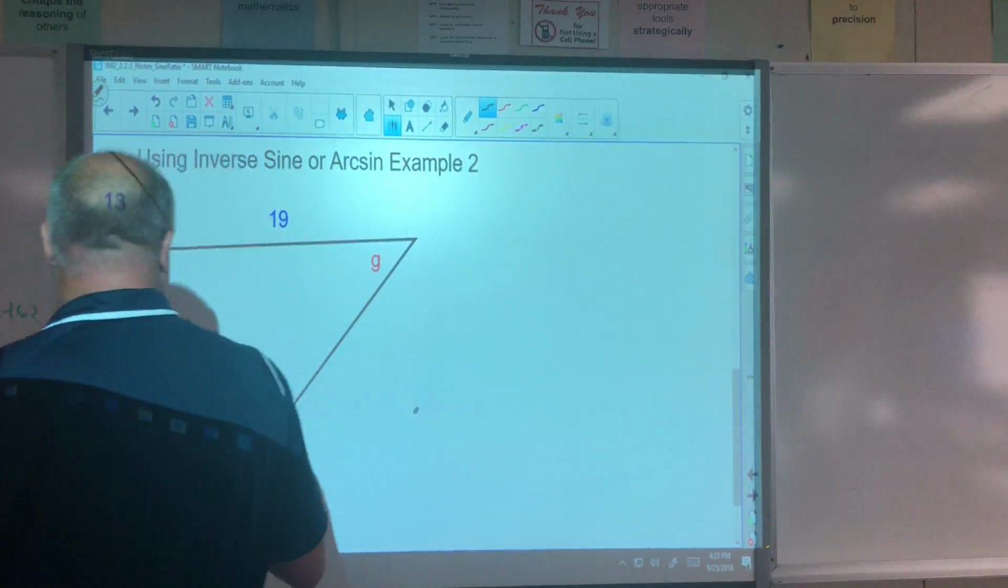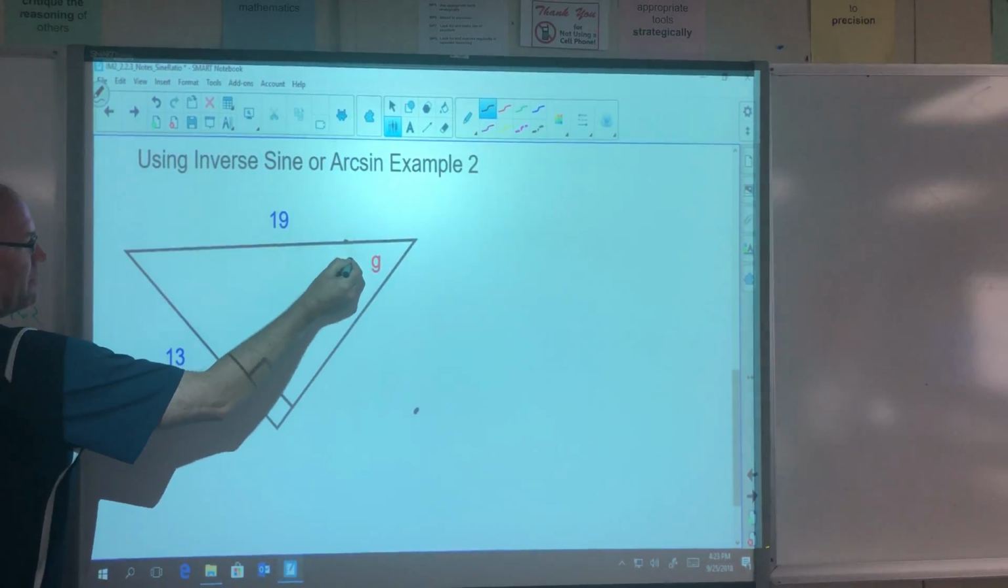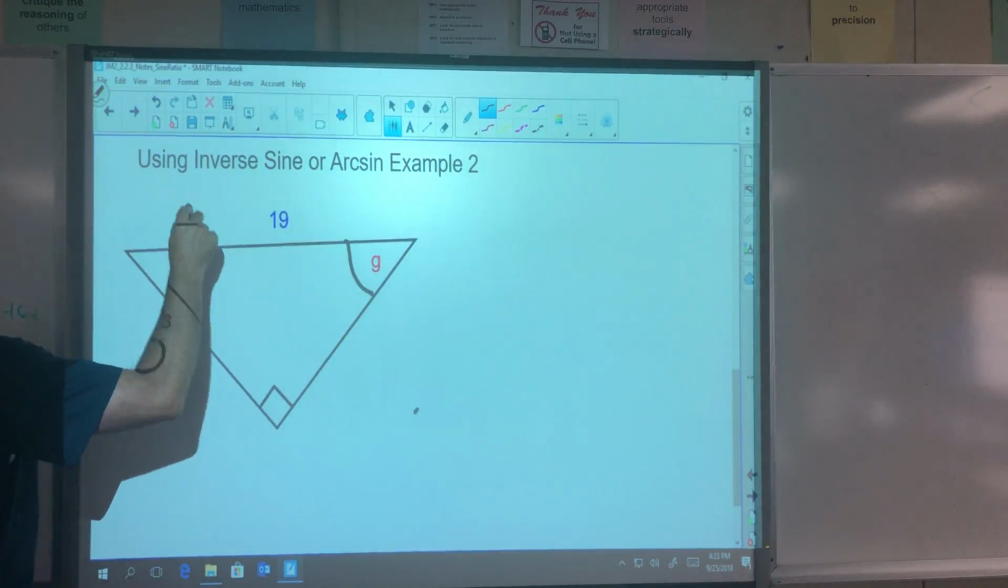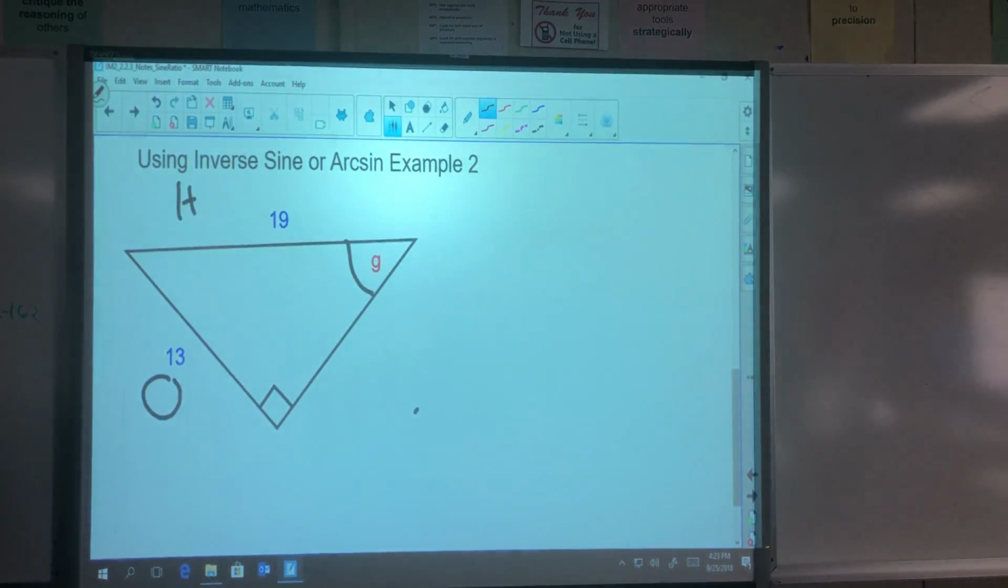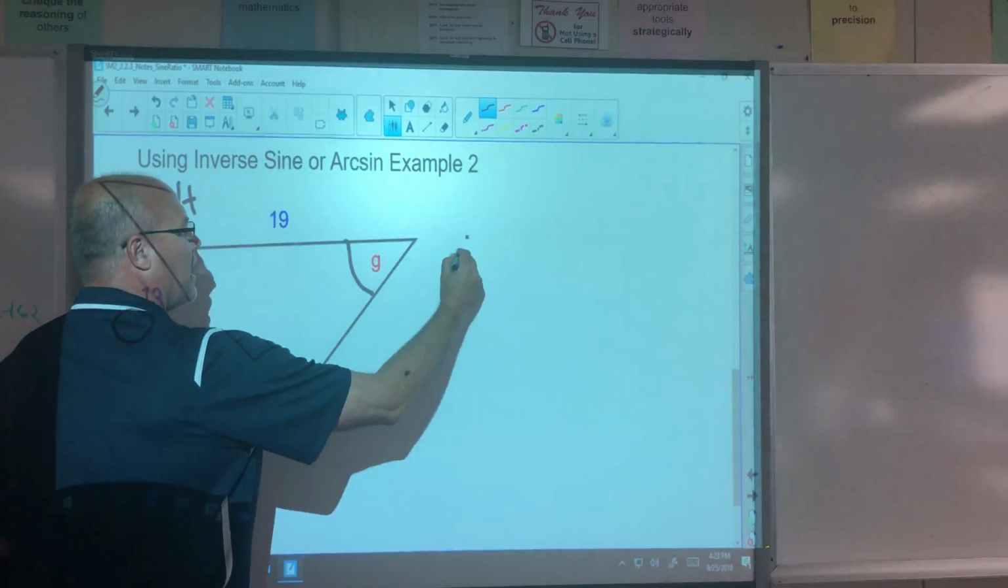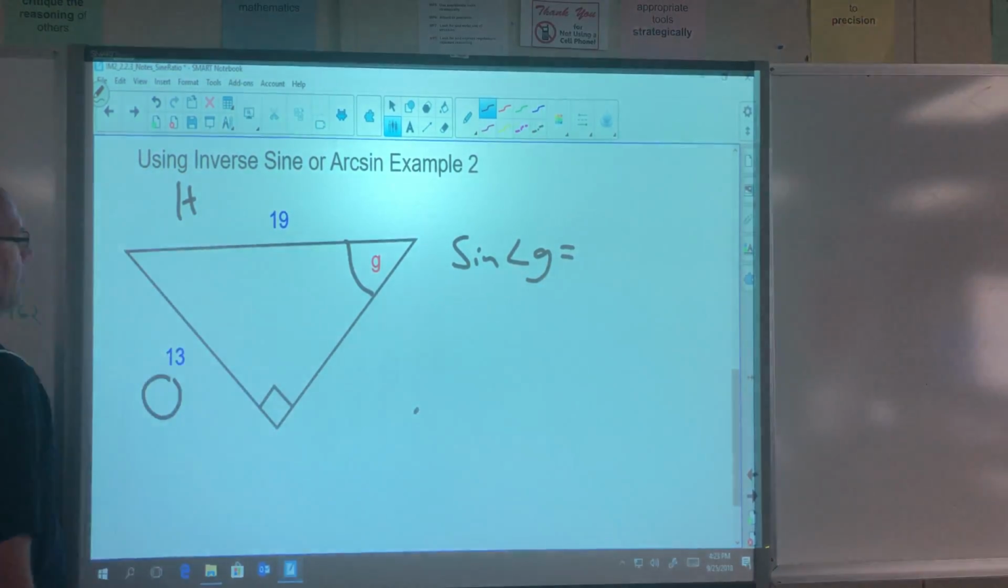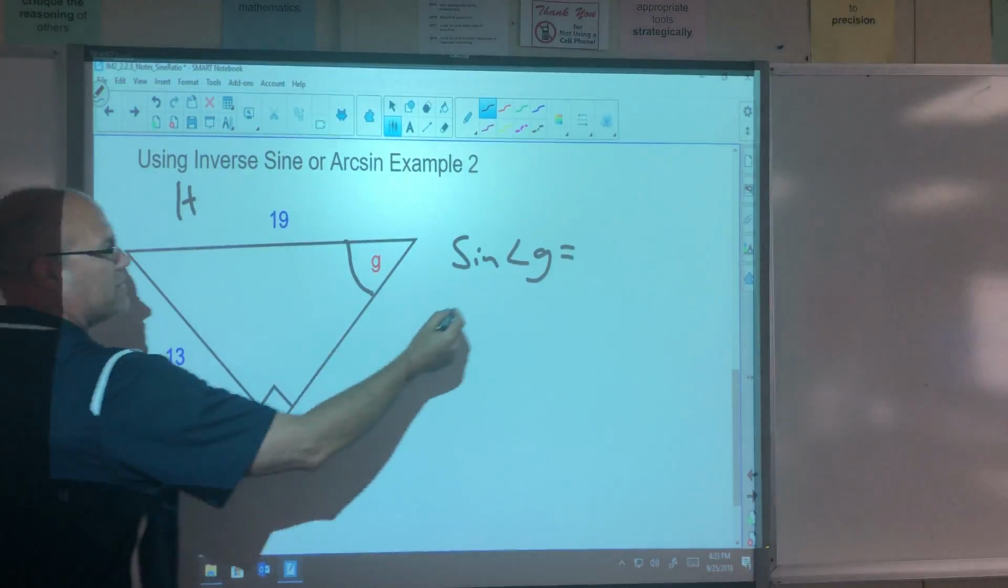All right, example 2, we're going to do the inverse sine when we're trying to find a missing angle, and the two side lengths given are going to be the opposite and the hypotenuse. So here's our angle G, 13 is the opposite side or opposite leg, and 19 is the hypotenuse. So we're going to say the sine of angle G equals 13 over 19.